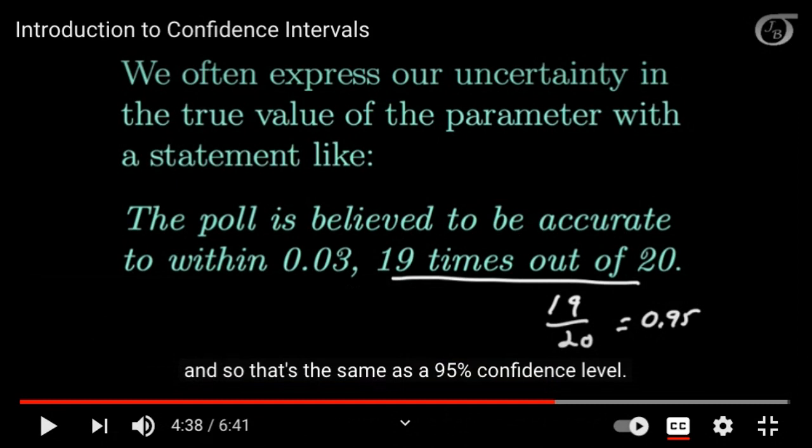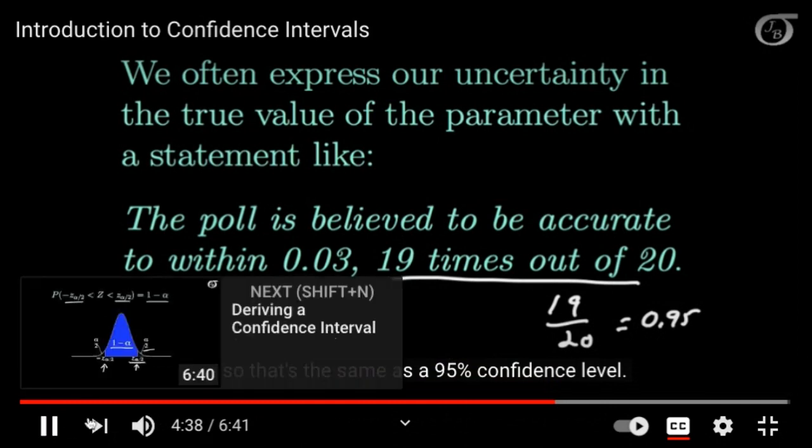So when you see that in a polling example, 19 times out of 20, it's just the 95% confidence level, period. Nothing complicated.